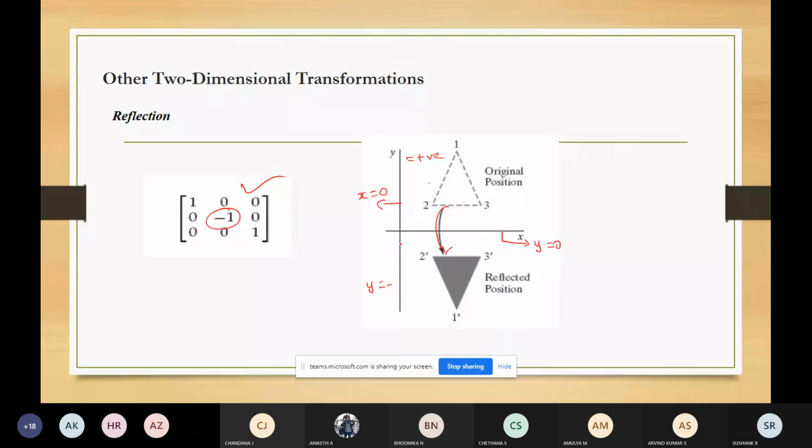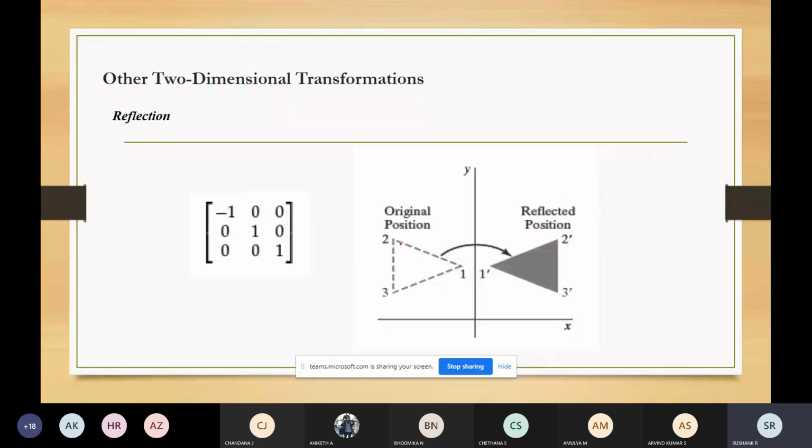So this is one example. Now I want to change this to the other side. So this is my original position. This is the y is equal to 0 line, and the x is equal to 0 line. Now I want to change that. We assume that the object is here, and now I want to change from this side to this side.